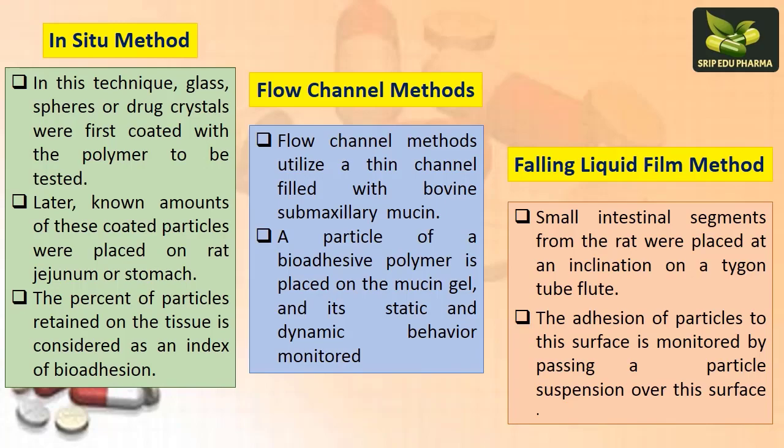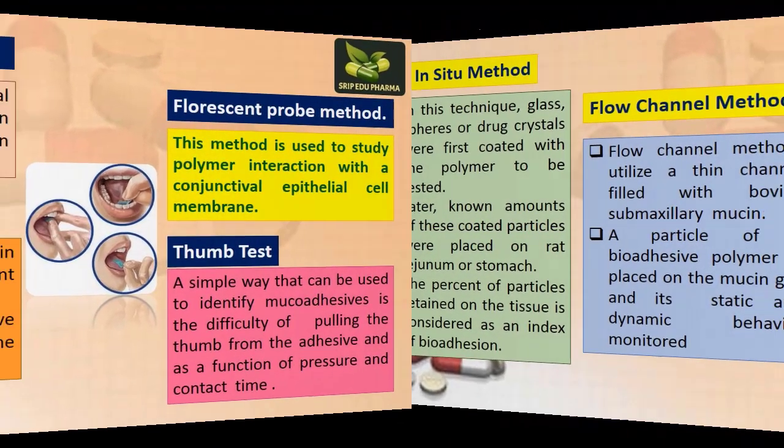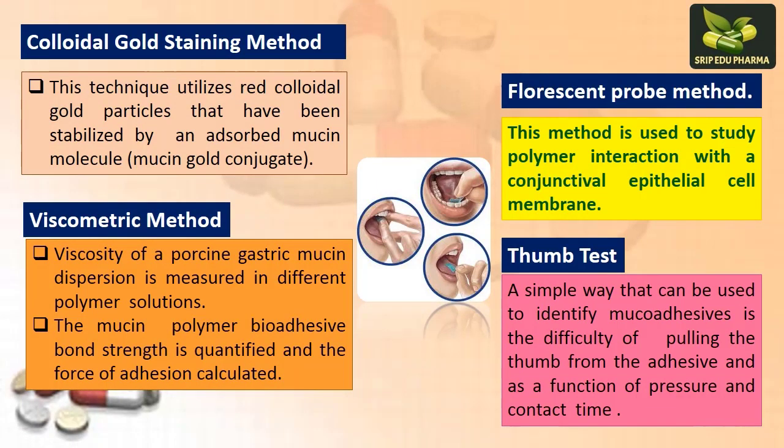Let's discuss some more methods. The next method is the colloidal gold staining method. This technique utilizes red colloidal gold particles that have been stabilized by an adsorbed mucin molecule, which is the mucin-gold conjugate. Bioadhesive hydrogels develop a red color on the surface upon interaction with the mucus. So hydrogels which have bioadhesive property can be easily evaluated using the colloidal gold staining method.